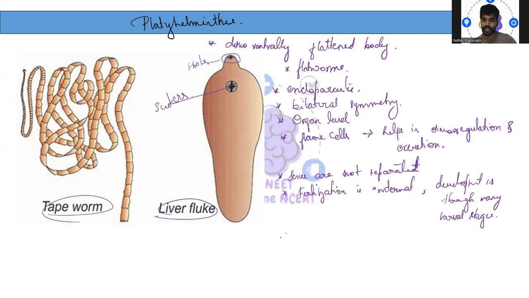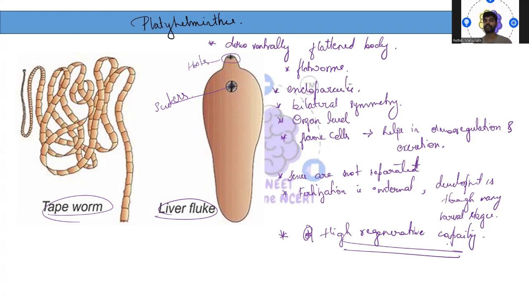A very important point in this phylum is that it actually shows high regenerative capacity. Okay, this is another very important point. So this is all about the platyhelminthes.